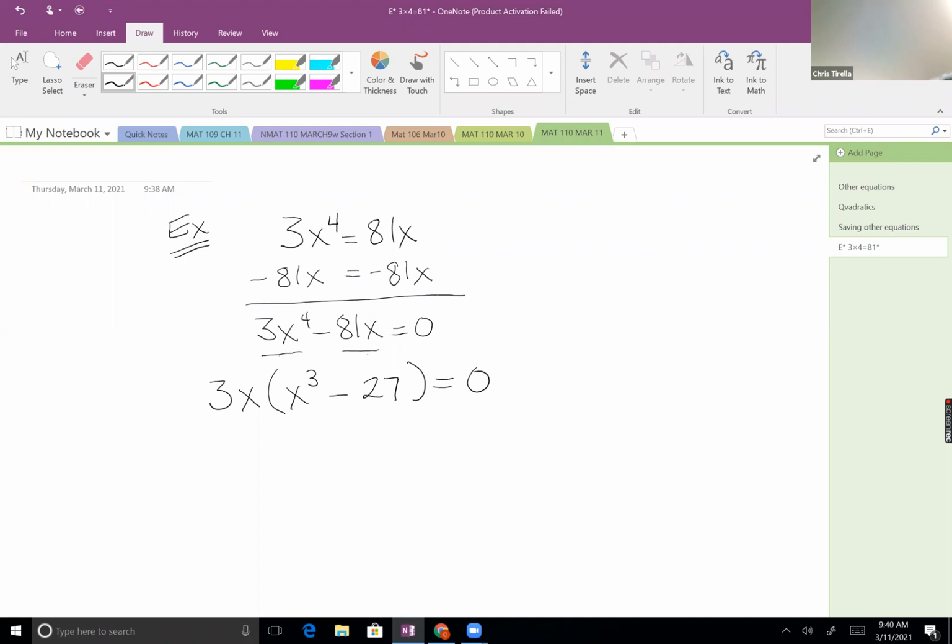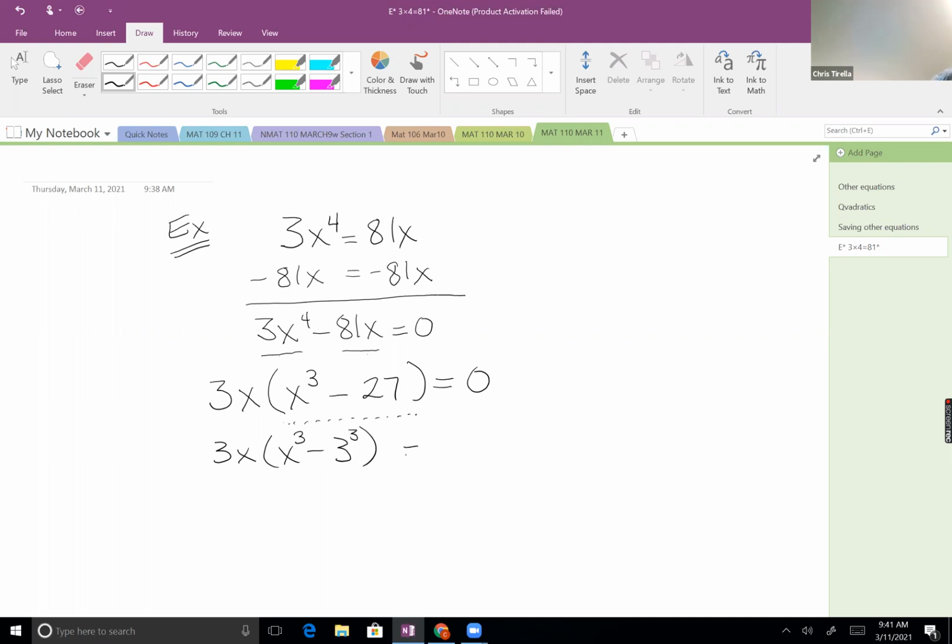Now, this one was carefully chosen. You'll probably see one like this in the homework, because now this binomial is subtraction, but they're not squares. But does everybody see I've got x to the 3rd? So I'm thinking these might be cubes. Is 27 a perfect cube? Is there a number to the 3rd power that gives me 27? 3. Yep. So I'm going to look at this as 3x times x to the 3rd minus 3 to the 3rd.